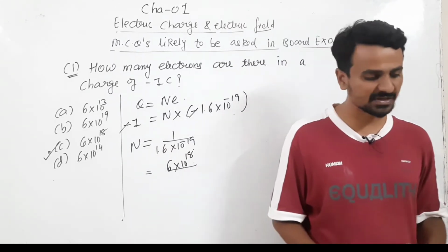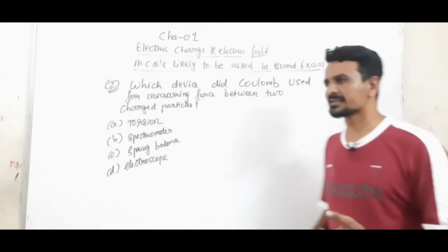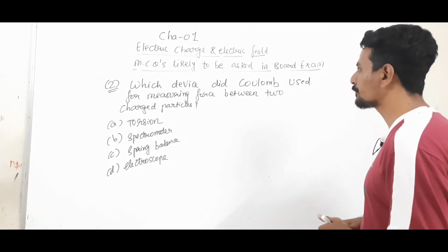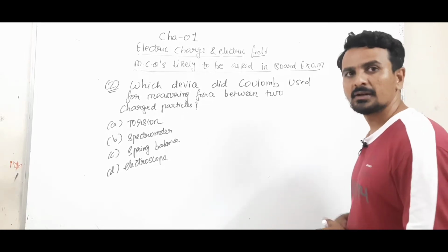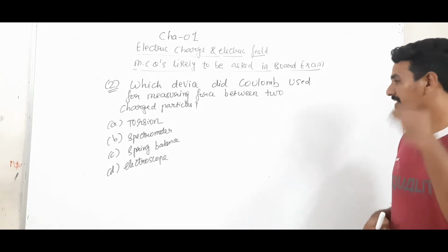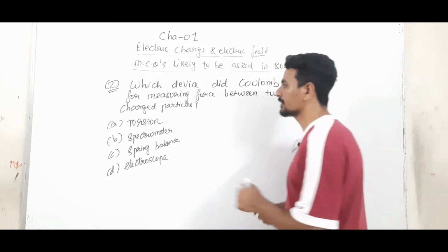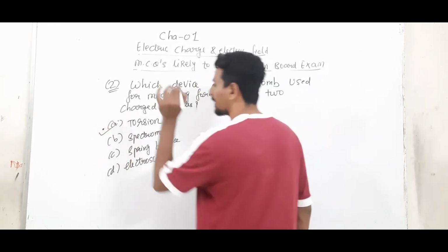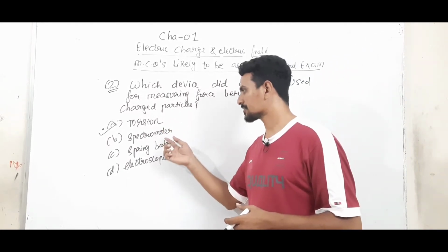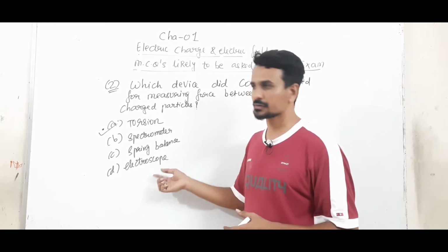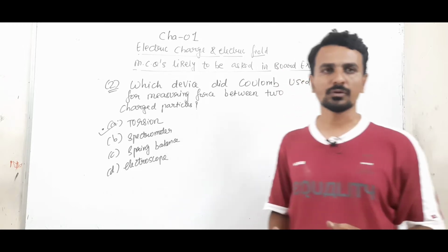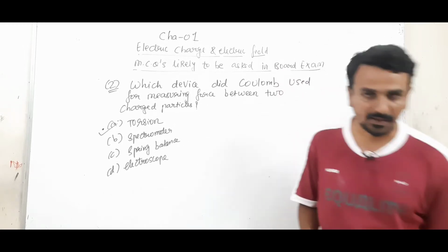Okay, the next MCQ. The second one is theoretical. Which device did Coulomb use for measuring force between two charged particles? Coulomb used a torsion balance. These are the options: torsion balance, spectrometer, spring balance or electroscope. So your answer will be torsion balance. Again, this is a line given in your textbook.